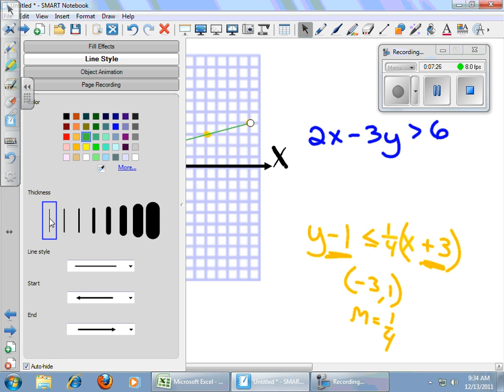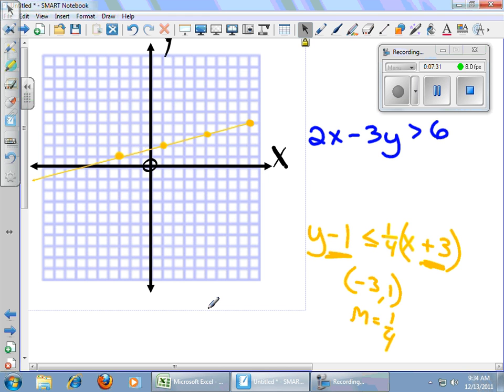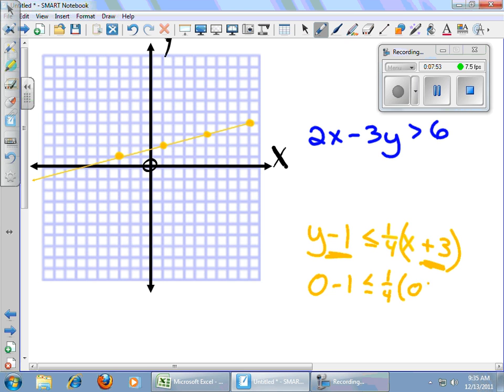Okay, there we go. Now I have to decide where the shading is going to occur. Well, I will plug 0, 0 in and see if I get a true statement. So I'm going to erase my point and slope because they're in my way. I get 0 minus 1 is less than or equal to 1/4 times the quantity of 0 plus 3. Well, that means that -1 is less than or equal to 3/4, and I believe that is a true statement.